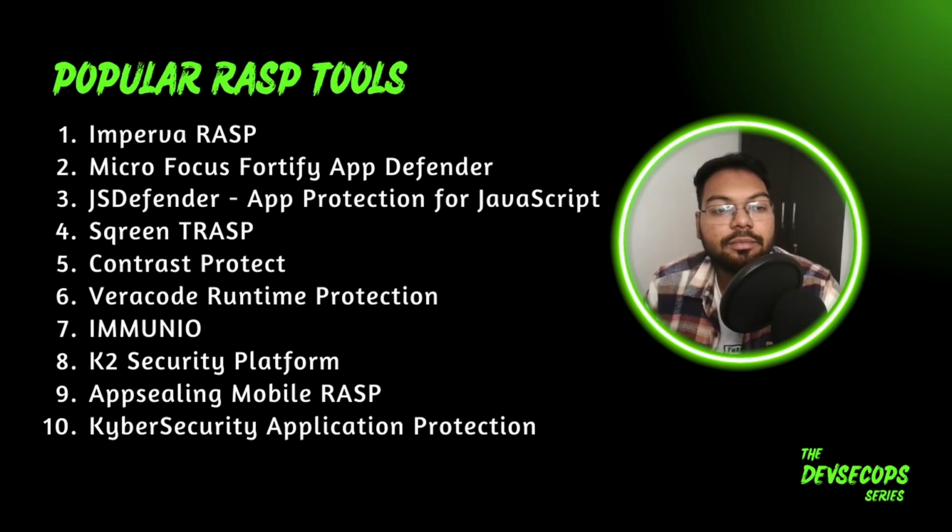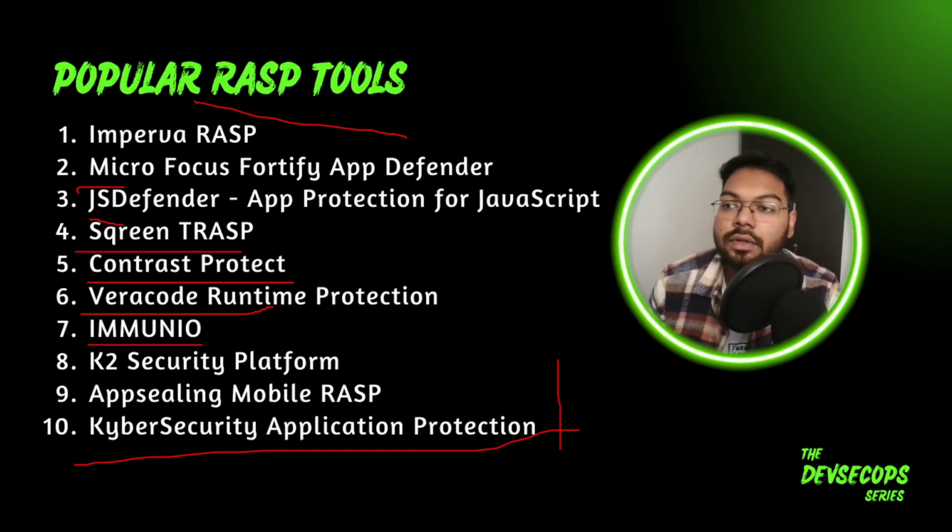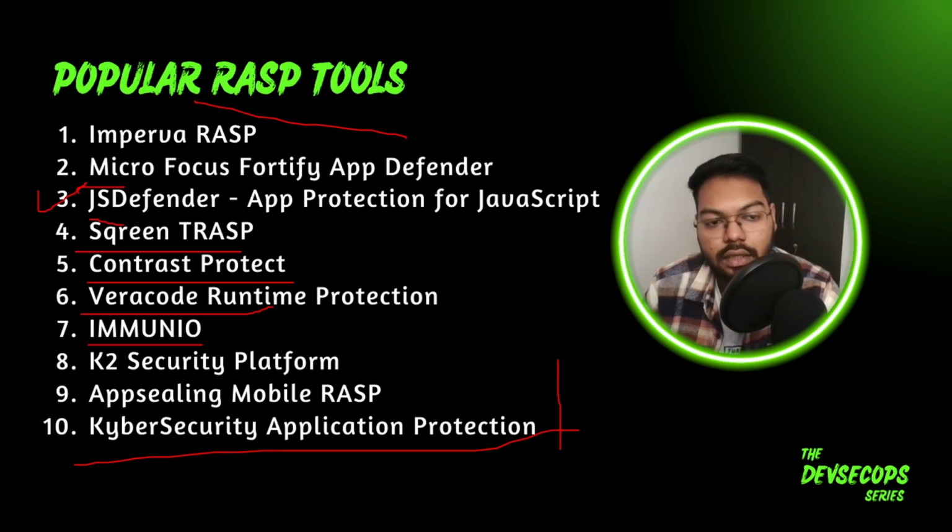Then what are the different popular RASP tools? Imperva, Micro Focus, JS Defender, Contrast Protect, Veracode Runtime Protection, Immunio, K2, App Sealing, and cybersecurity application protection. You can look at all of these popular RASP tools, and you can also try some if they are free. You can try JS Defender, or apply for Veracode Runtime Protection for a certain period of time. I have not done it personally, but I guess you can have a free trial, let's say 2 weeks, 14 days, if I'm not wrong. So these are the tools that you should know.